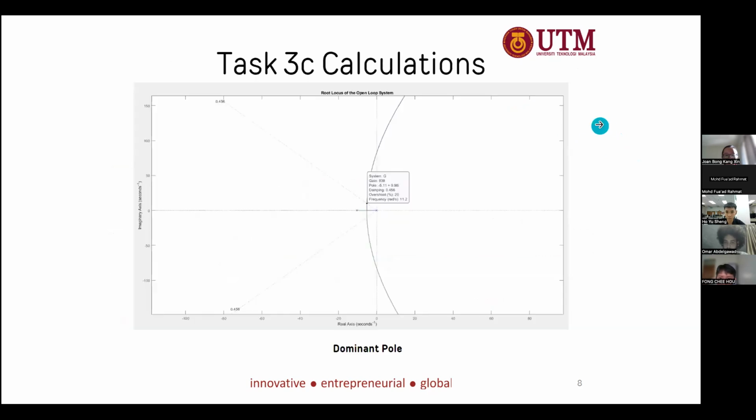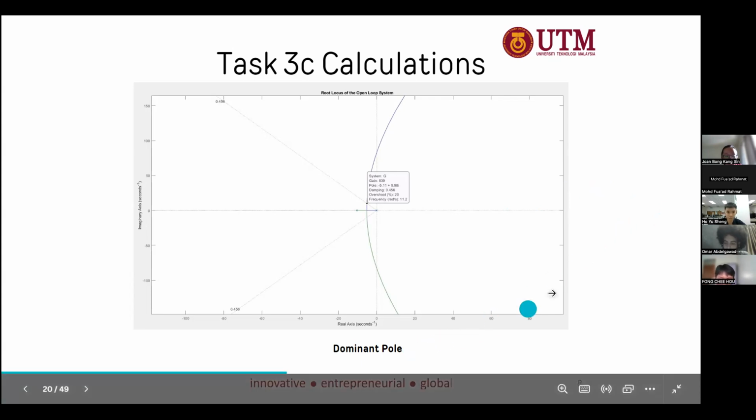Okay, so next, task 3C. Now we will get the damping ratio from the graph, and also the dominant pole. Yeah, the dominant pole. Okay, so next, please.